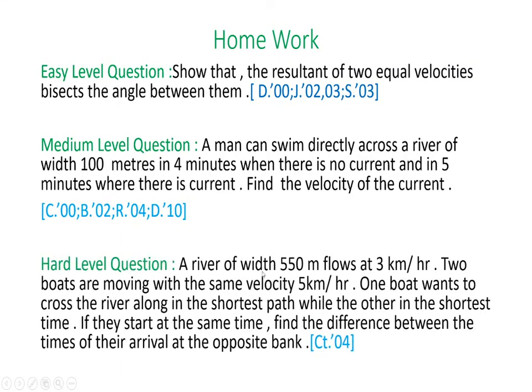Hard level question. A river of width 550 meters flows at 3 km per hour. Two boats are moving with the same velocity 5 km per hour. One boat wants to cross the river along the shortest path while the other in the shortest time. If they start at the same time, find the difference between the times of their arrival at the opposite bank.